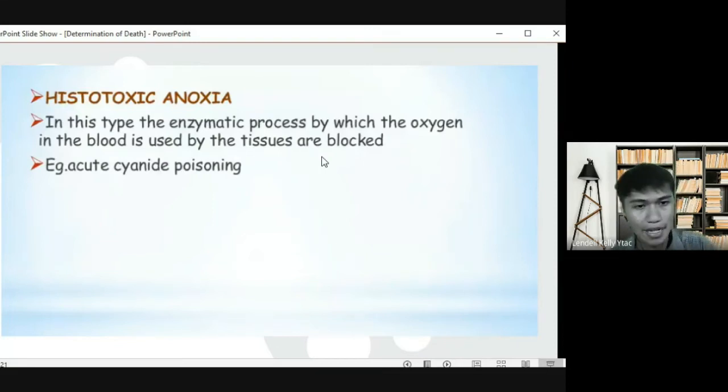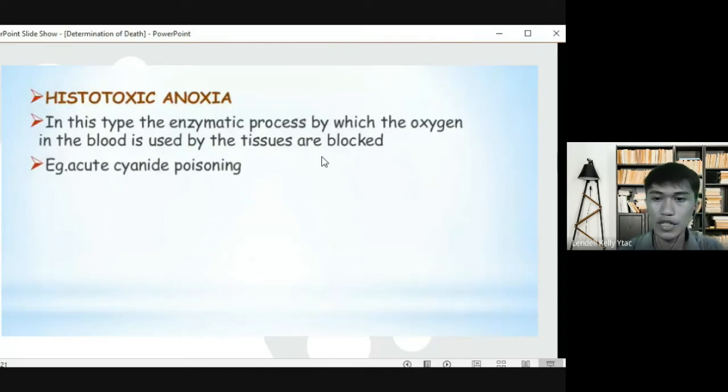But in cyanide poisoning, the cyanide will bind and block the receptor in the cells in your body. So even though your red blood cell can deliver a sufficient amount of oxygen, the oxygen cannot enter into the cell because there is cyanide blocking its pathway. So that is histotoxic. It means on the tissue level. When I say histology, it means tissue.